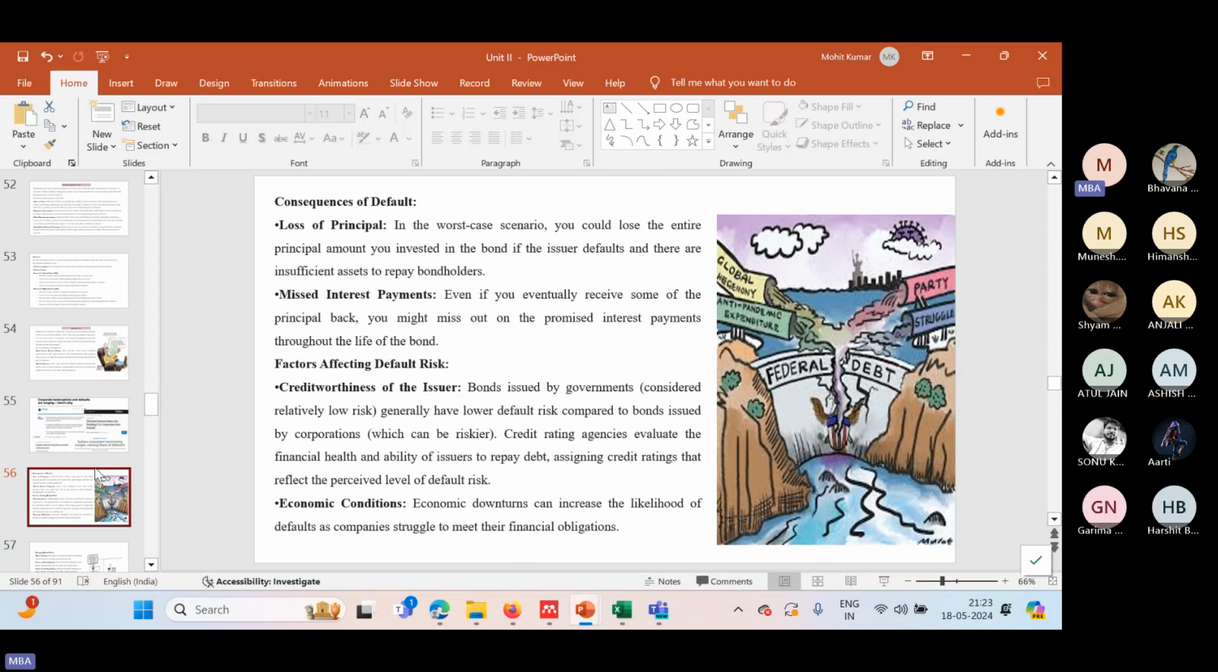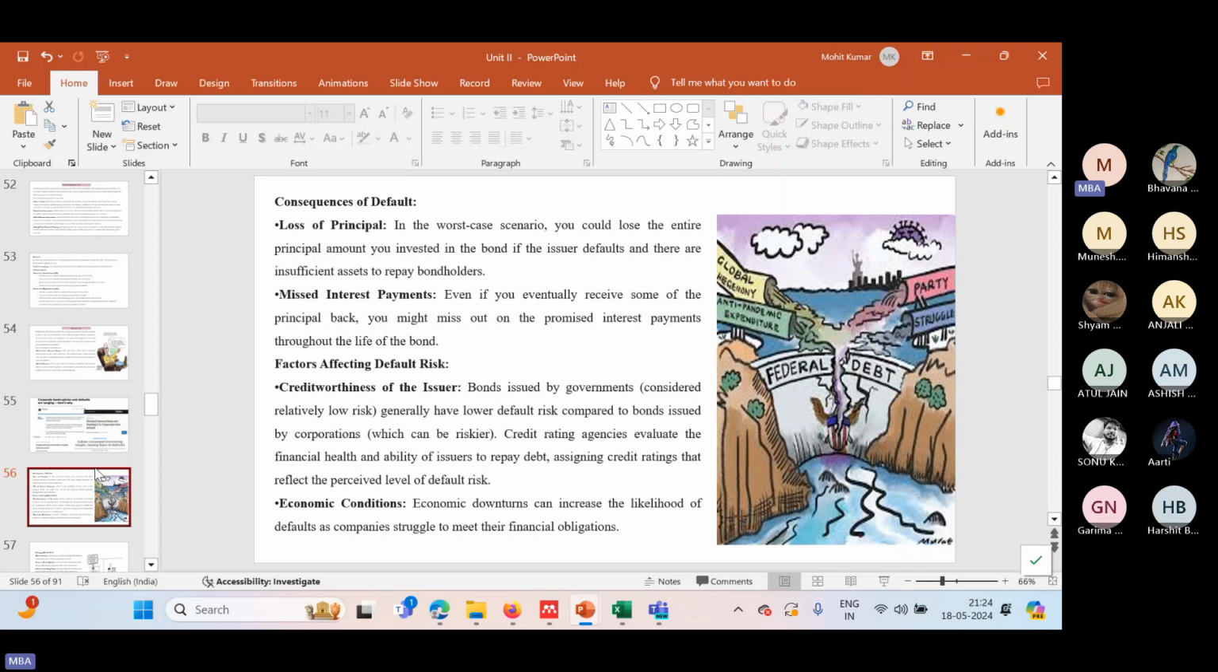Okay, then we discussed what the consequences of default are. There are multiple consequences. You will lose the value of your principal, you will miss the interest payment. In the very first class we discussed what happened with Russia and the Evergrande crisis. Then what are the factors which affect the default risk? First is the creditworthiness of the issuer, how good you are. For example, bonds issued by government are considered safe haven assets, because we consider government will not default, though it is somewhat contradictory to what we were discussing just 2 minutes back. But this is a rare phenomenon.